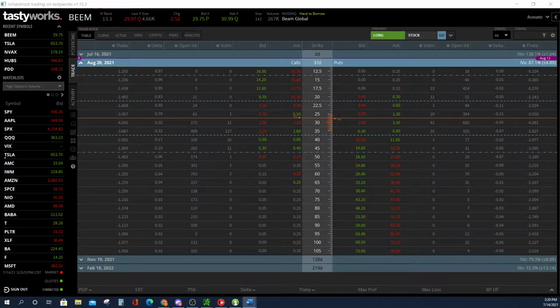We don't want to do this with this strategy. We want to churn this account. This is an account we're going to trade over and over and over again, okay?